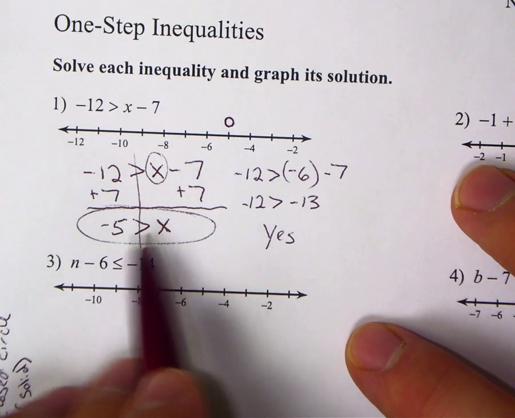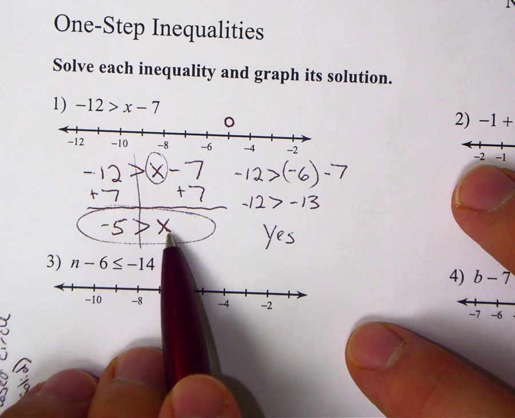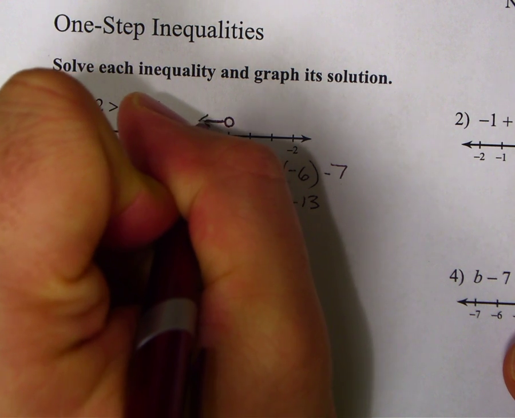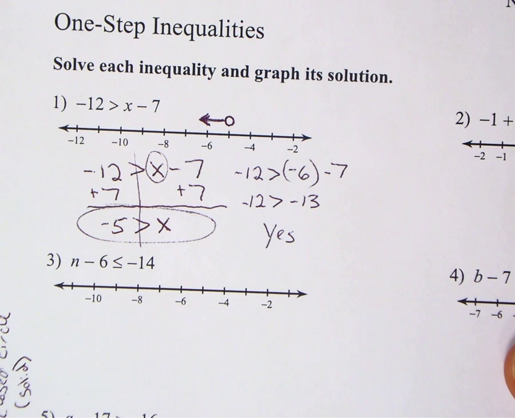Since x is less than negative 5, or if you read that backwards, negative 5 is greater than x, it has to go to the left. You can make as big of an arrow as you want there, but it's got to go to the left.